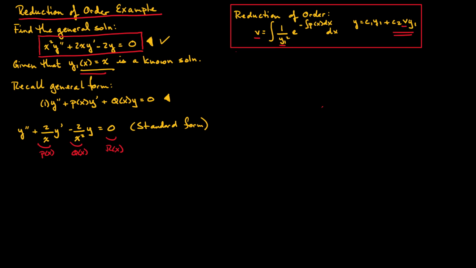So let's go ahead and try to find v. So v of x is equal to the integral of 1 over y1 squared. y1 is given to us as x, so this will be x squared. This is multiplied by e to the power of negative the integral of p of x. Now p of x is equal to 2 over x.